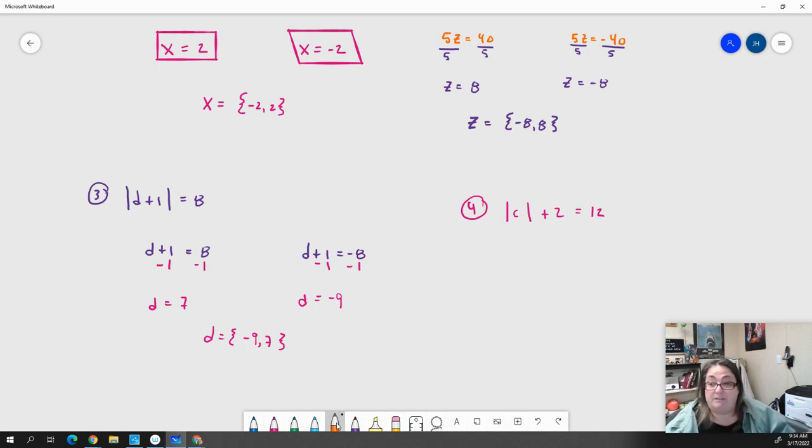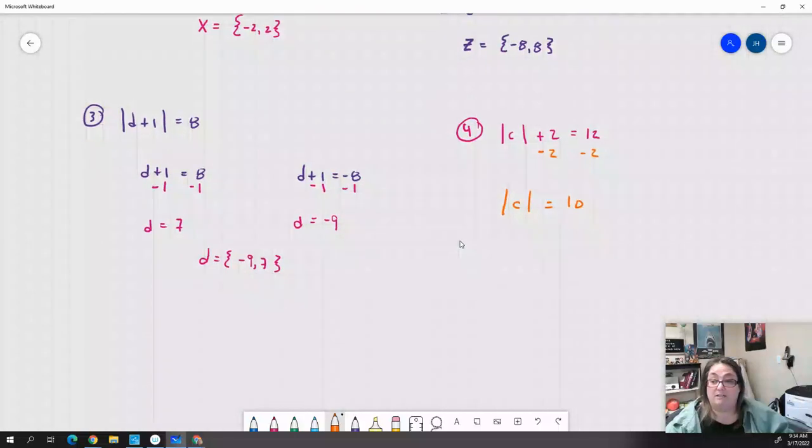And so I am going to subtract 2 from both sides, and I will be left with the absolute value of c equals 10. Now I can create my two equations. I can have c equals 10, and I can have c equals negative 10. And when I set that into the set notation, I can call that negative 10 and 10 as my solution set.